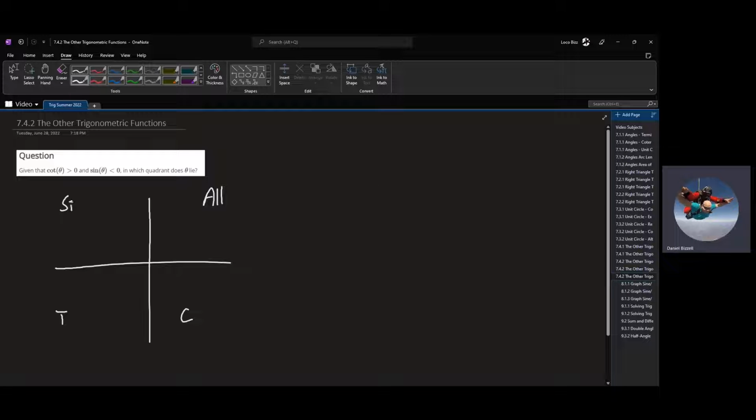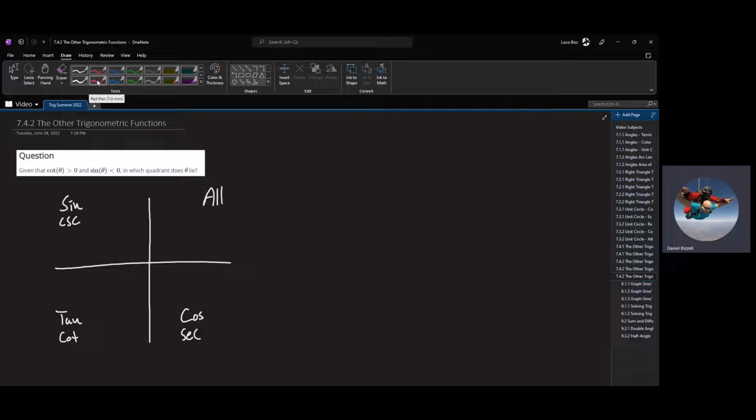We got sine. But if sine is positive in quadrant 2, that also means its reciprocal trig function, cosecant, is also positive in quadrant 2. If tangent is positive in 3, that also means that cotangent is positive in 3. And if cosine is positive in 4, that also means its reciprocal, secant, is positive in quadrant 4.